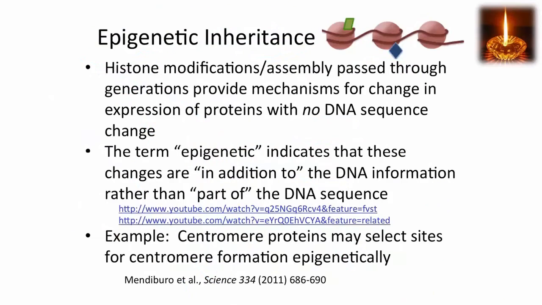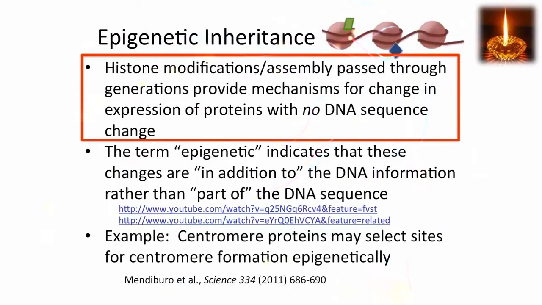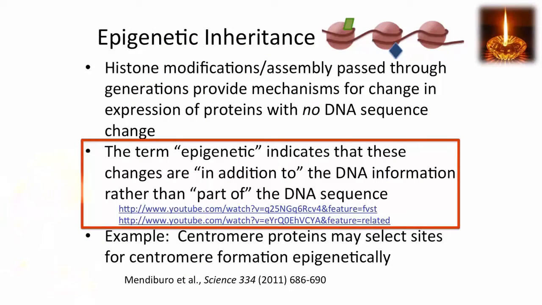Interestingly, these histone modifications and differences in assembly can be passed through multiple generations of cells or organisms, and they provide a way in which the expression of proteins can be altered without DNA sequence change. This is termed epigenetic inheritance, and epigenetic meaning above, around, on top of, besides, outside, in other words, the genetics, the DNA sequence. This term suggests that these are changes that are in addition to the DNA sequence information rather than part of the DNA.